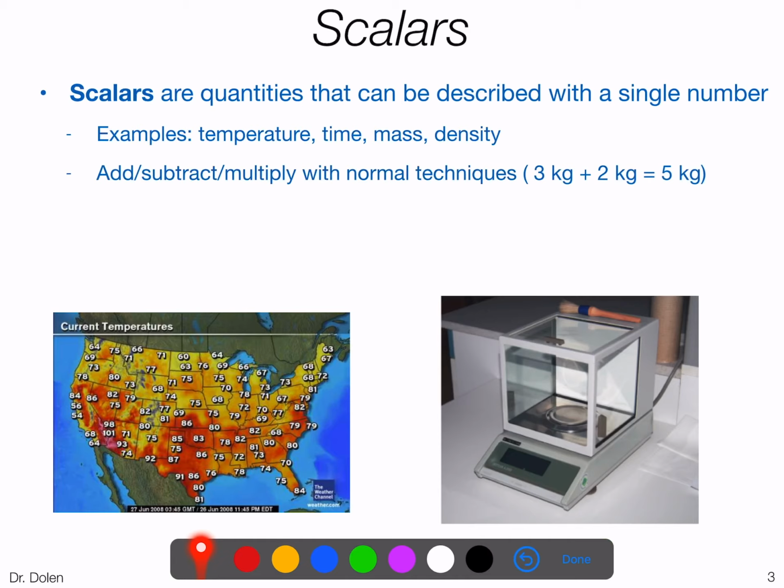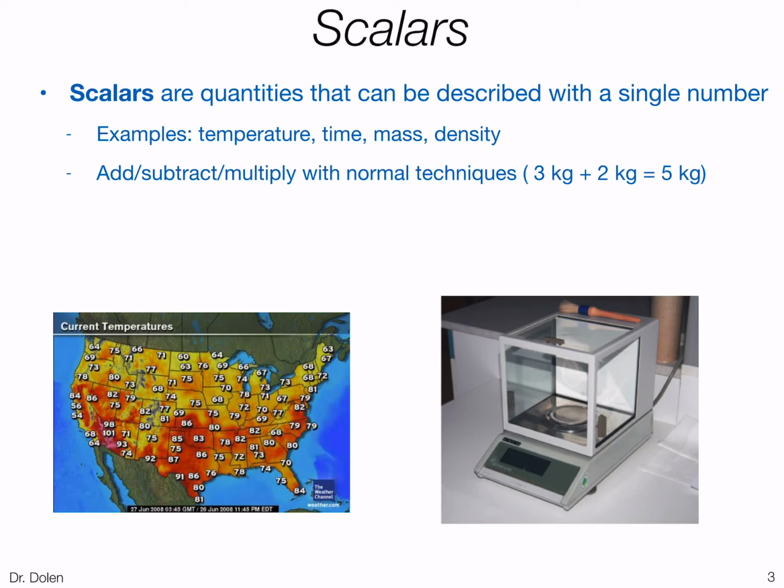And the nice thing about scalars is you can add them and subtract them and multiply them in the normal way that you are used to, right? If you have a 3 kilogram object on this scale, and I add to that a 2 kilogram object, the scale should read 5 kilograms, right? Those numbers add in the normal way. Things are going to be a little bit different with vectors.